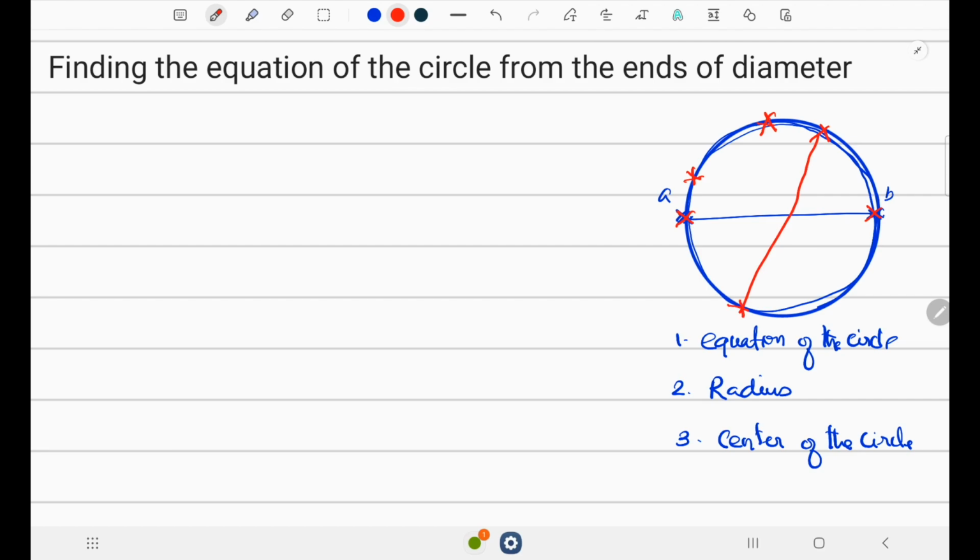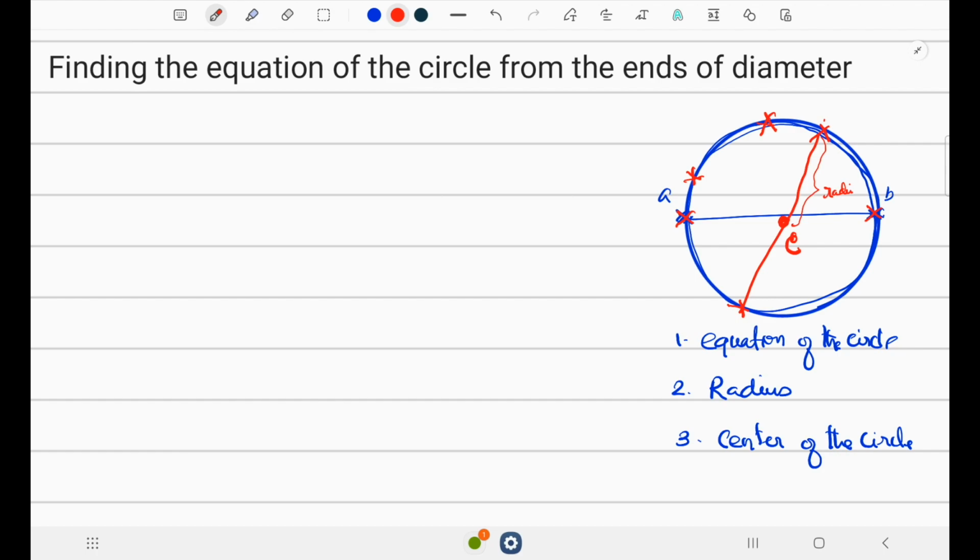If we know the two points of the diameter, then we can find the radius and the center. How can we find the center? Just by finding the midpoint of the line. Suppose this is A, B, and this is the midpoint of the line. From the midpoint, we need to find the distance between the midpoint and any point on the circumference. This will give the radius. So this is the scope of this problem.